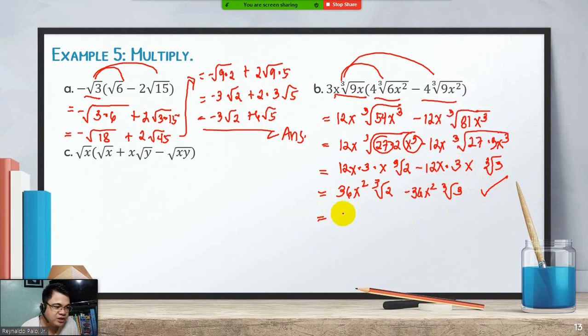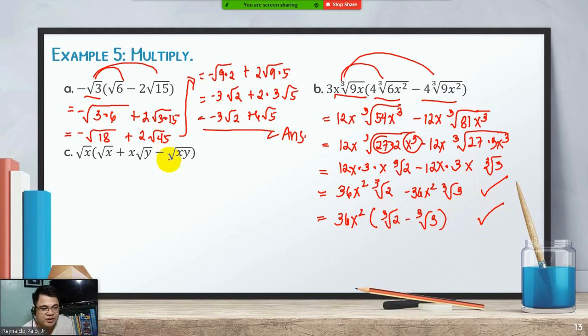But we can factor out 36x squared. So it is now 36x squared times cube root of 2 minus cube root of 3. So either of the two is correct. But the first one is the simplified form and the other one is the factored form. Okay, so either of the two is correct.